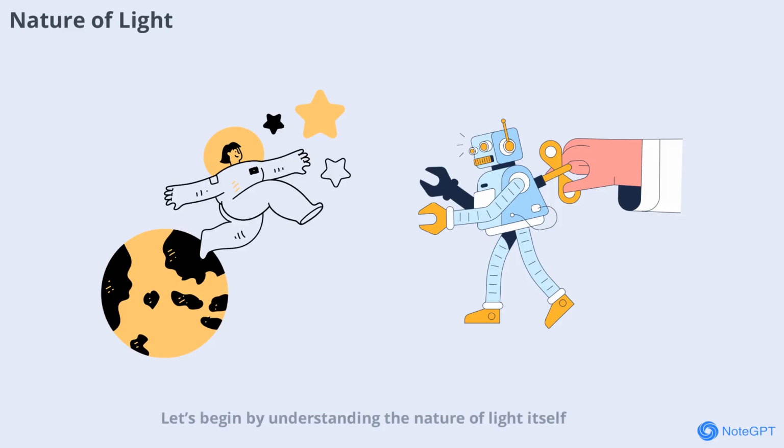Let's begin by understanding the nature of light itself. Light is a form of energy that travels in waves, but in ray optics, we simplify its behavior by treating it as straight lines or rays. This approach helps us predict and explain how light interacts with objects, such as bouncing off surfaces or bending when it passes through different materials. The concept of light rays is essential for analyzing optical systems and designing instruments that manipulate light for various purposes.